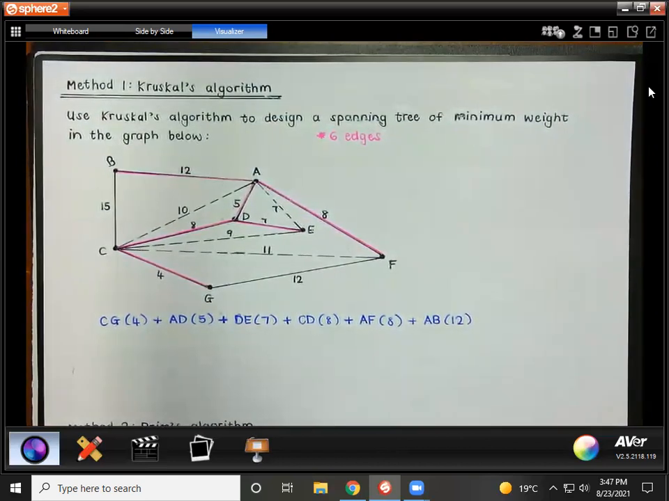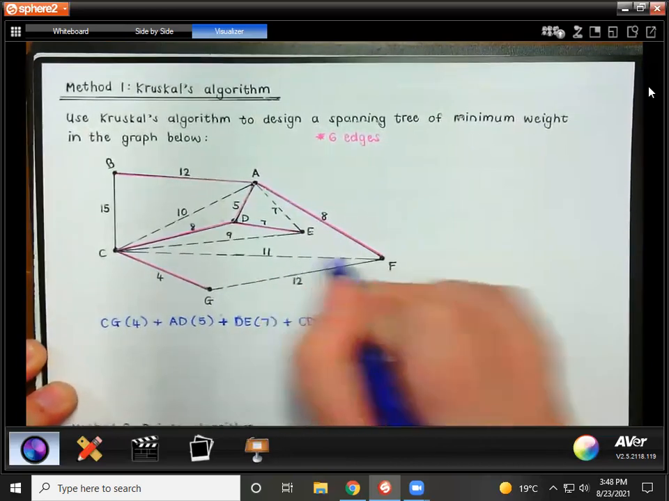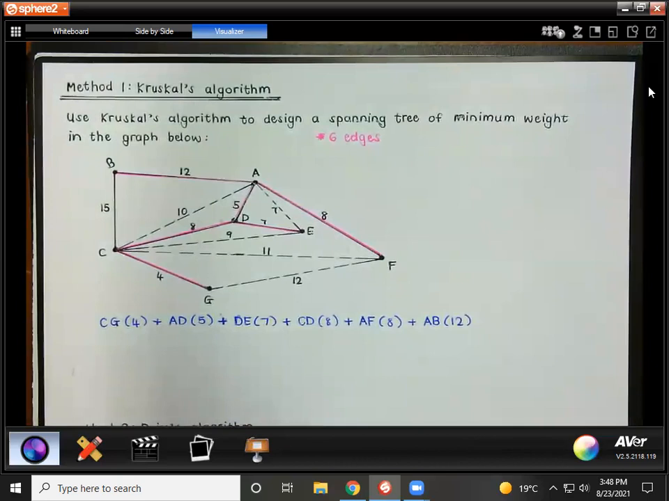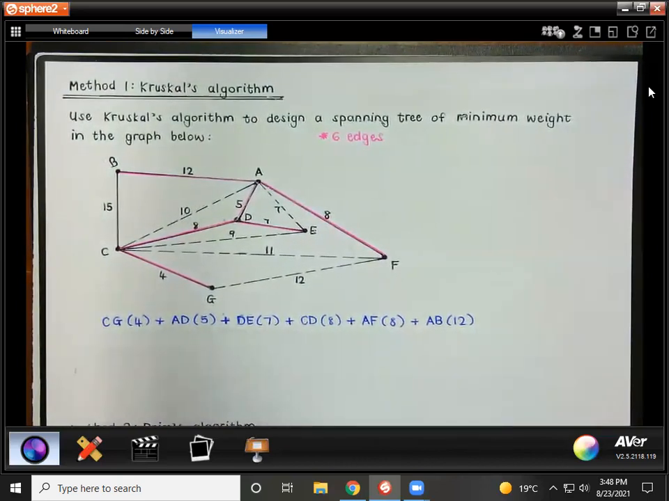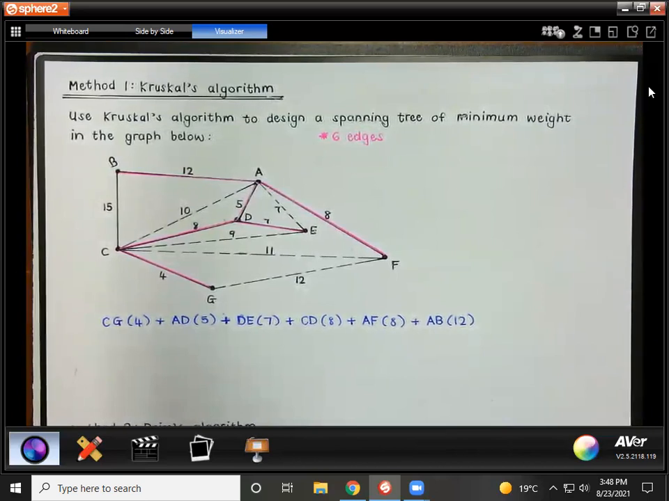I'm just going to quickly erase this. We have 7 vertices. We're supposed to have 6 edges. We have our 6 edges here. Are all of the vertices connected? If we look at those pink lines now, do those lines reach all 7 of the vertices? Yes. So we've done a minimum spanning tree.